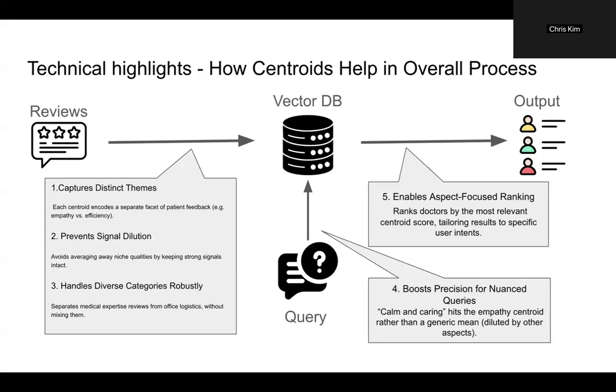So these are further technical highlights. I just talked about 1, 2, and 3. And additionally, using multiple centroids boosts precision for nuanced queries and enables aspect-focused rankings.